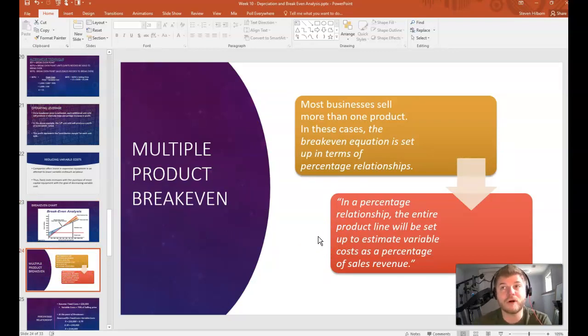A little bit more difficult is that we often just don't sell a single type of table. Rather, we sell multiple different pieces of equipment, or multiple different food and beverage items, or multiple different styles of hotel rooms. So we sell more than one product, therefore we have a lot of different break-even equations. We need to set these up in terms of percentages. It'll be a little bit easier for us to estimate what our break-even would be.